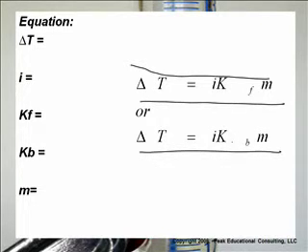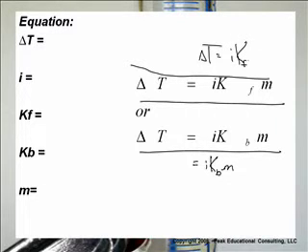That kind of looks weird. A big space there. I know. It should be i K sub b times m. And this is delta T equals i Kf times m. It just kind of got scrunched or spread. I have a feeling I'm going to need a textbook here to look up some numbers.